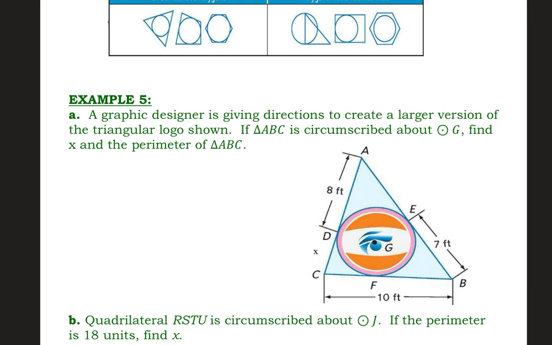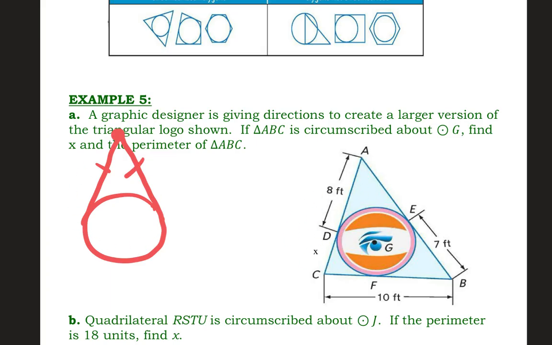Here we have a graphic designer giving directions to create a larger version of this triangular logo shown. If triangle ABC is circumscribed about circle G, find the X and then the perimeter of triangle ABC. Look, we just saw on the last page that if I had a circle and two tangents, as long as they shared a point, they were equal. It's the same idea here. Take this image and picture it on this diagram.